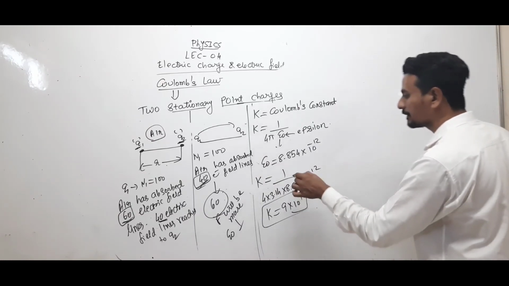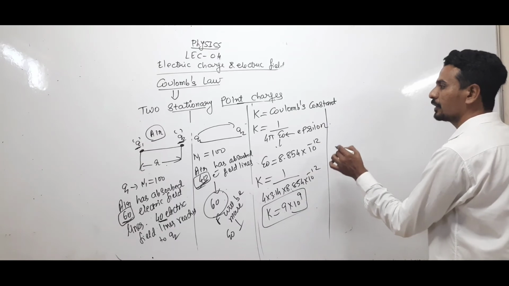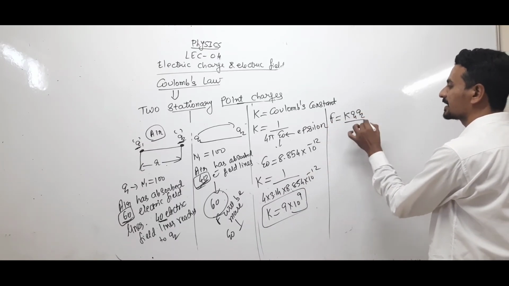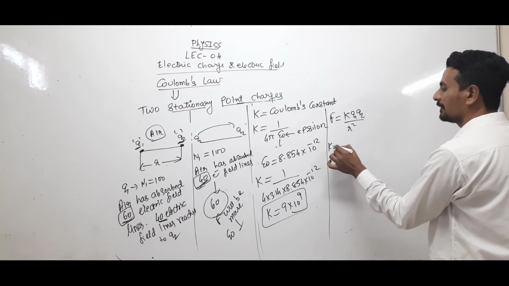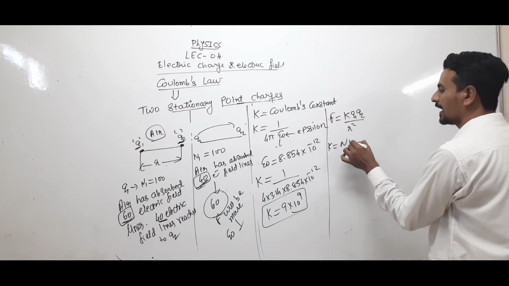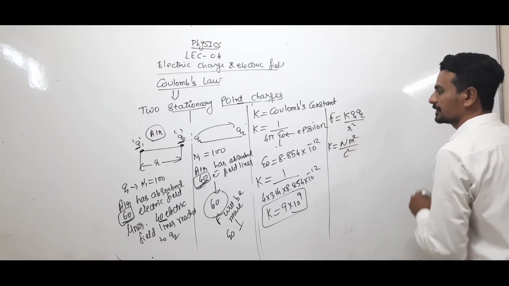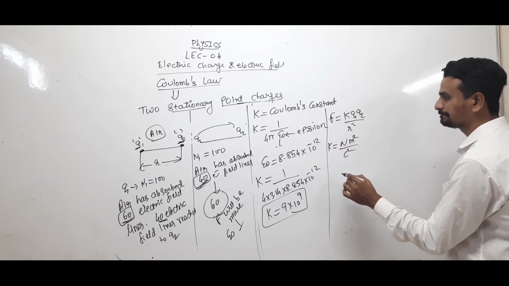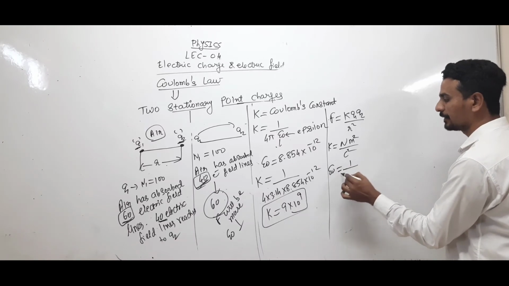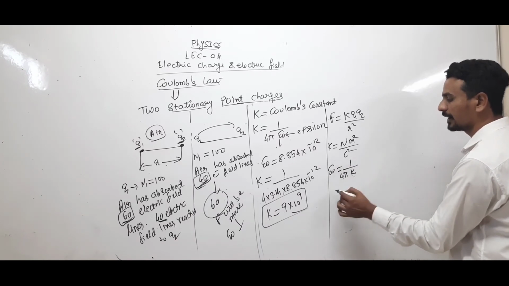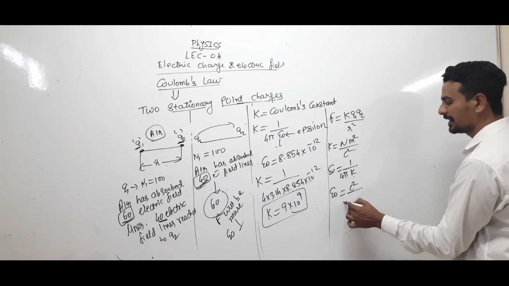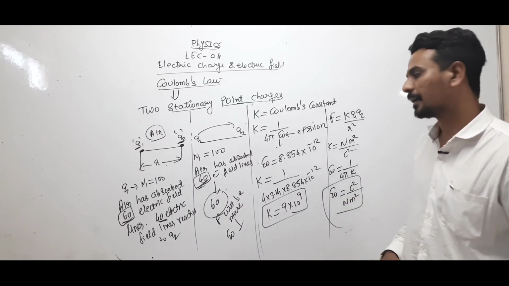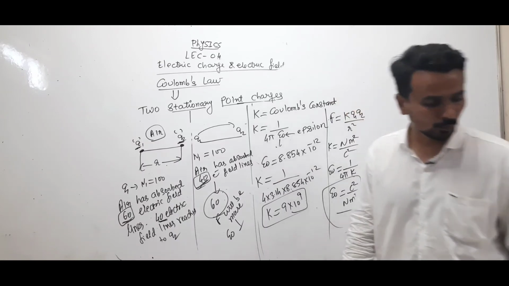What will be the unit of this K and epsilon naught? So F is equal to K Q1 Q2 by R square. So the unit of K will be Newton force into R square, distance meter square, upon Coulomb square, right? And what will be the unit of epsilon naught? Epsilon naught can be written as 1 upon 4 pi K. So 1 upon K. So it will be Coulomb square by Newton meter square. Clear? Okay, fine. One more thing.